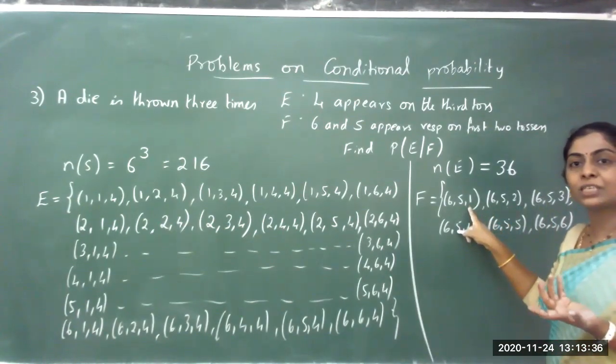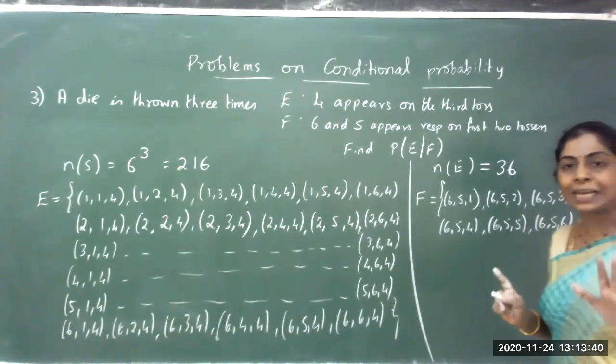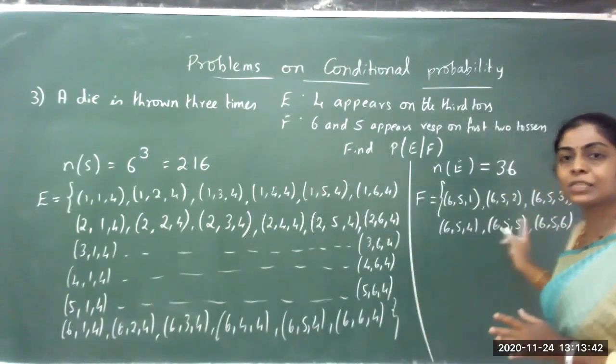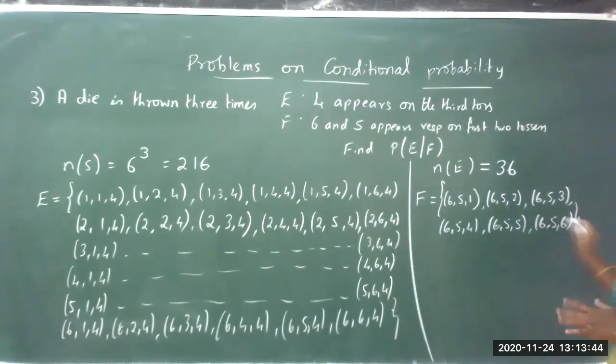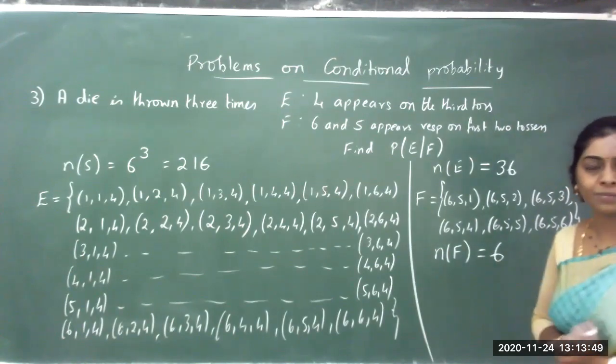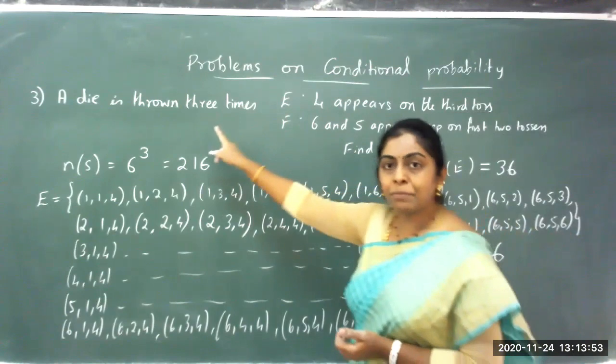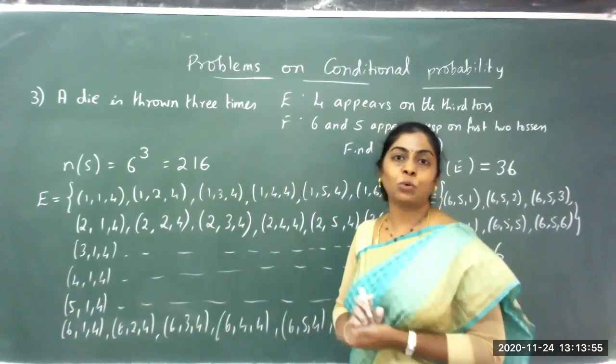What are the possible changes I can make? 1, 2, 3, 4, 5, 6. Because a die has 6 faces, 6 possible changes. So the number of elements in F is nothing but 6. So I found the sample space, where the random experiment was a die thrown 3 times.